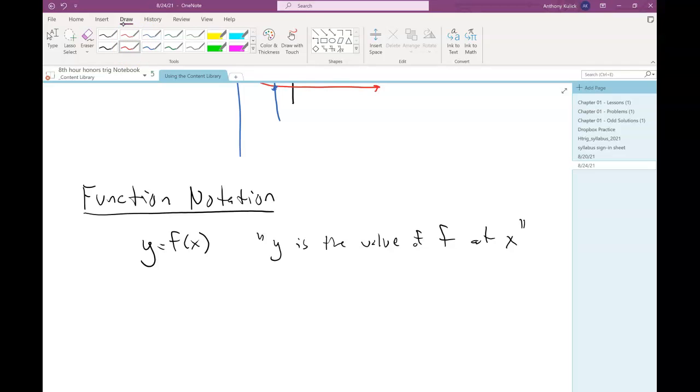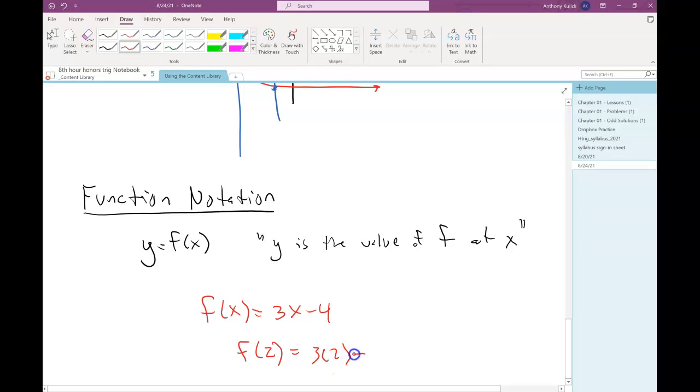But there's also some notational advantage here. So say we have the function f of x equals 3x minus 4. And I want to find out, okay, what's the y coordinate when x is equal to 2? Rather than writing that sentence, I can just write f of 2, right? Which is nice and convenient and compact.